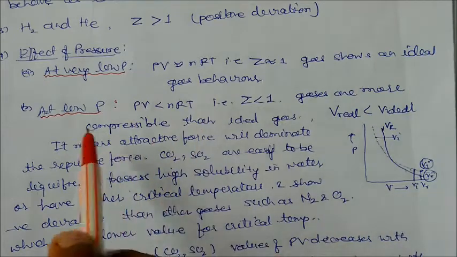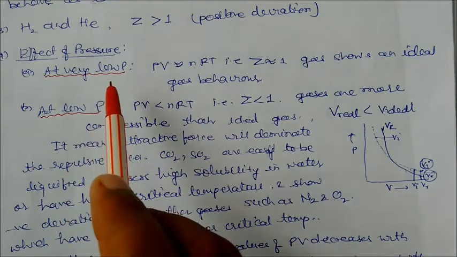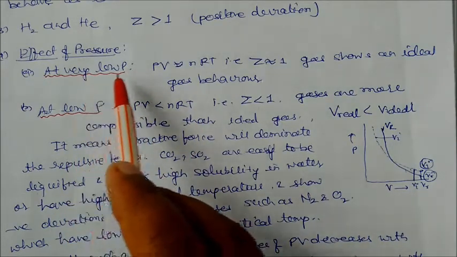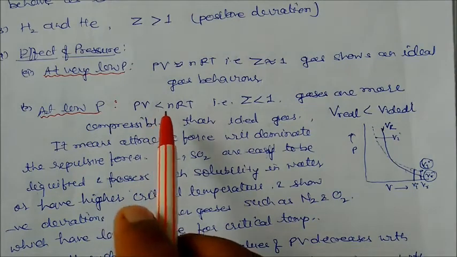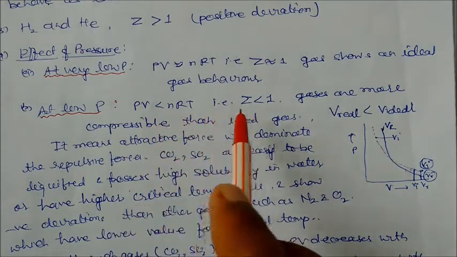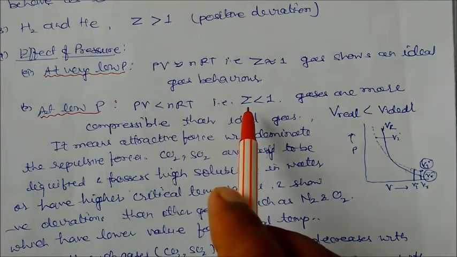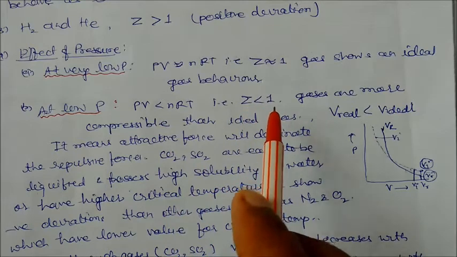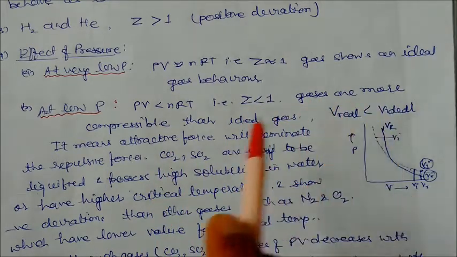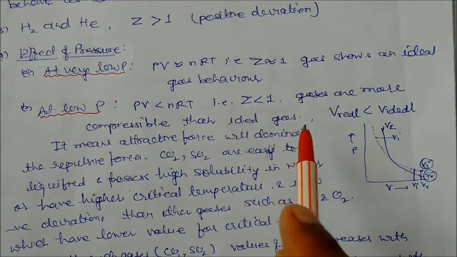But at low pressure, meaning pressure greater than at very low pressure, PV will be less than nRT. This means that the compressibility factor will be lesser than 1. This means gases are more compressible than the ideal gas.